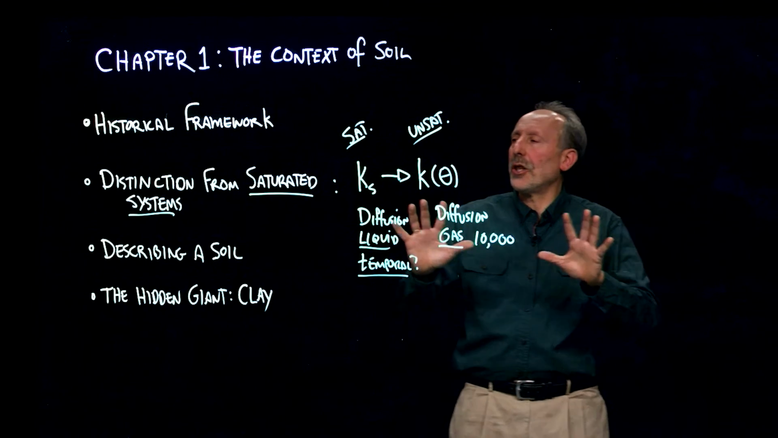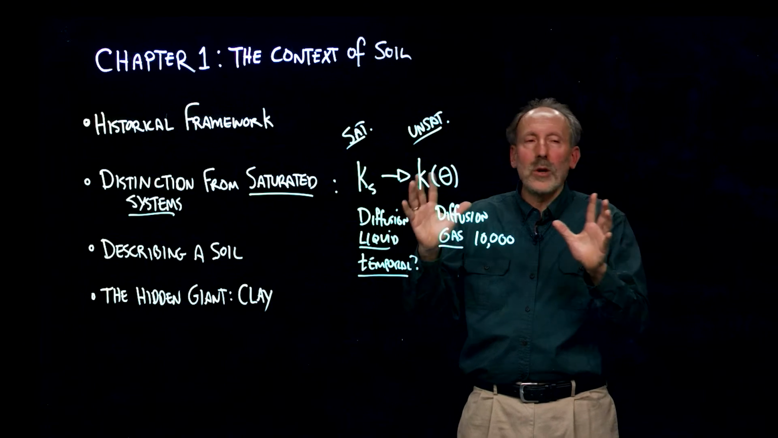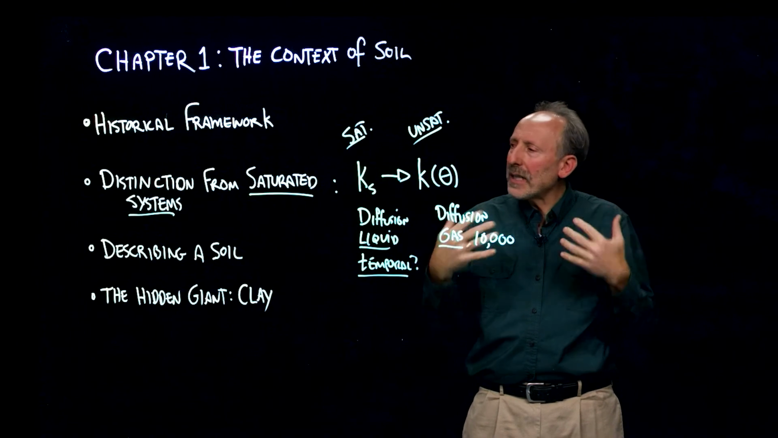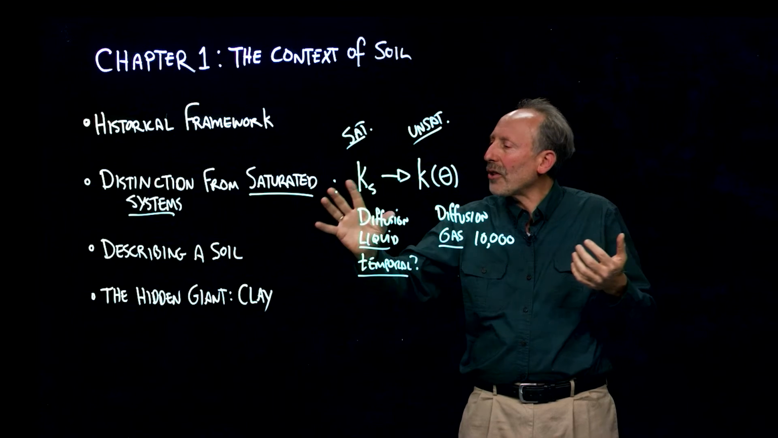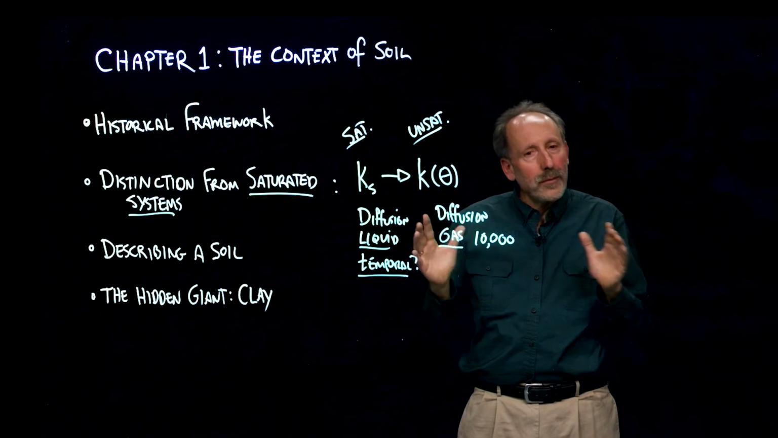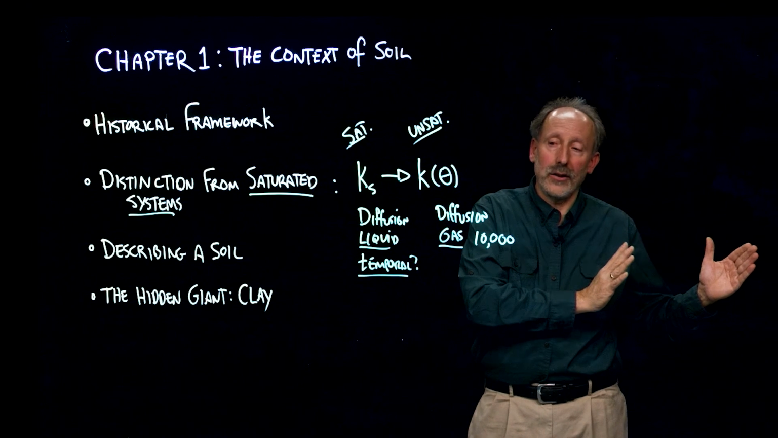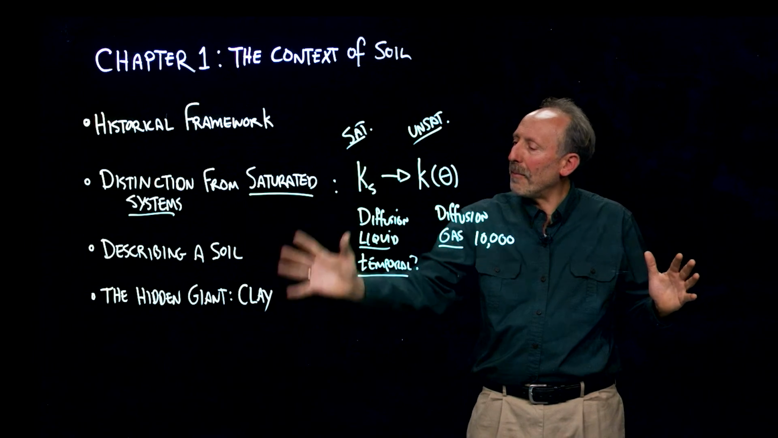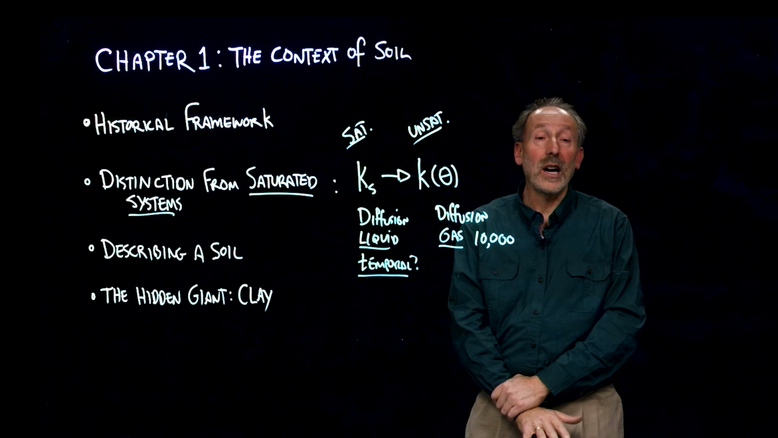Overall, what we're trying to do is give you a framework in which you can understand the intrinsic variability of soils, how soils are described, and provide a context for all the information that's going to come in the later chapters. And that's the overall objective of chapter 1.